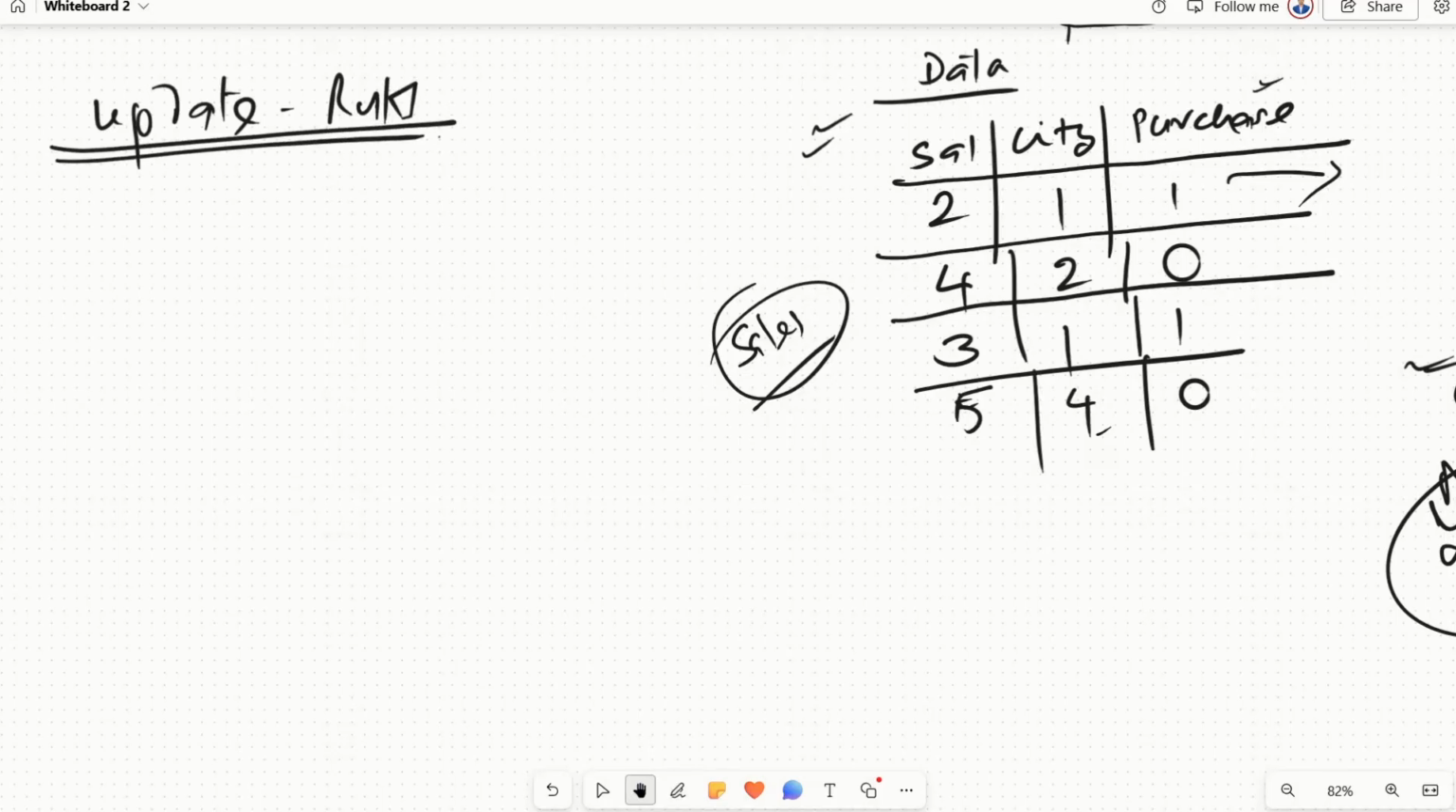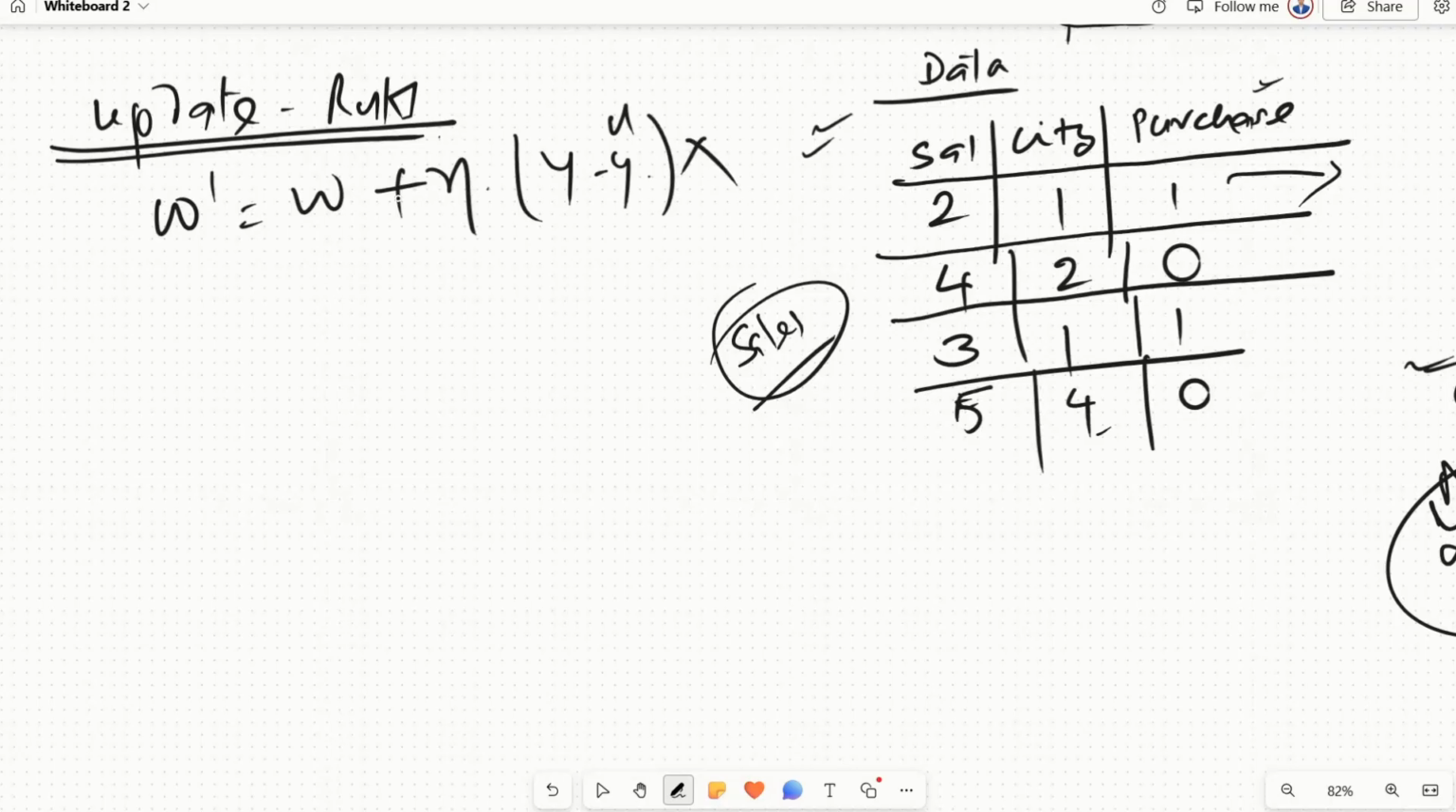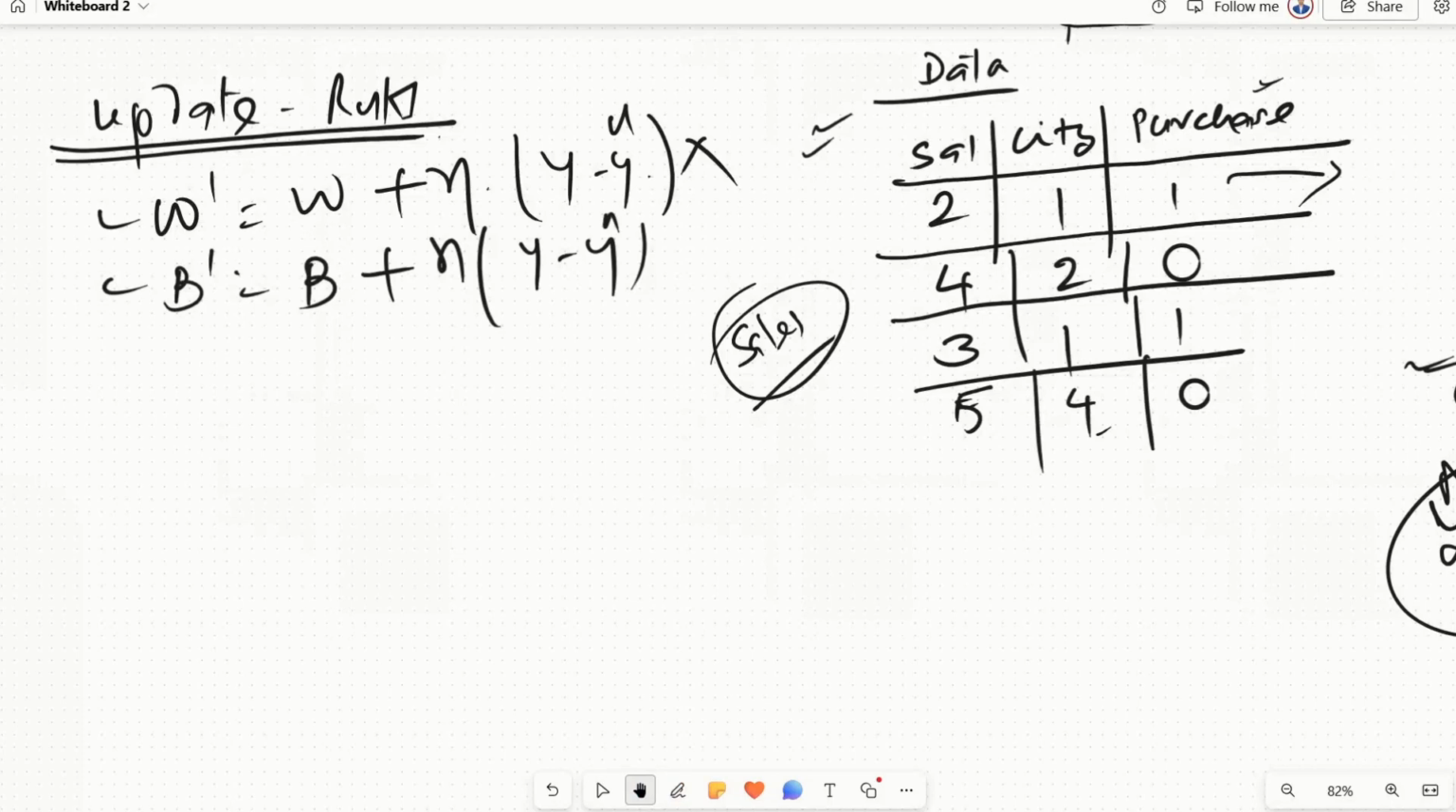Okay, so we have the equation now. New weight is equal to old weight plus eta, the learning rate, times y minus y predict, times x. I have this equation, right? And for bias, I have new bias equals old bias plus eta times y minus y predict. I have this equation now. So how does the perceptron work, how do they do the training? Let me explain.